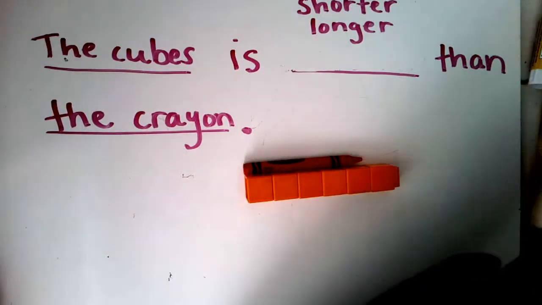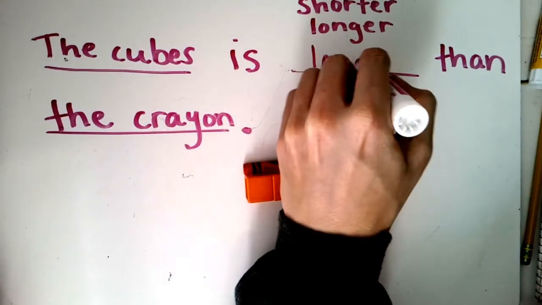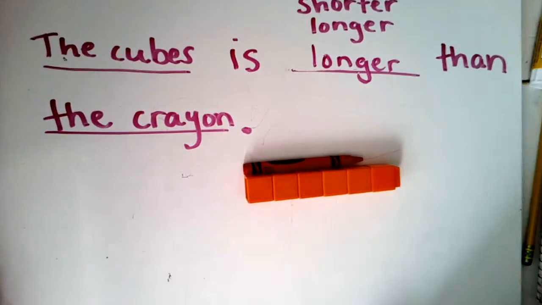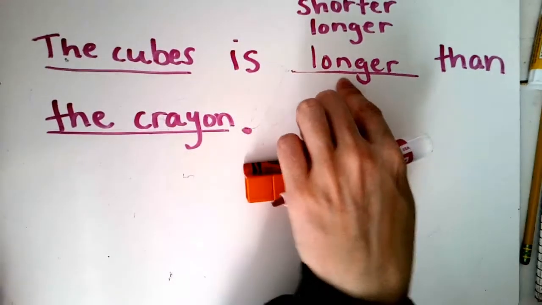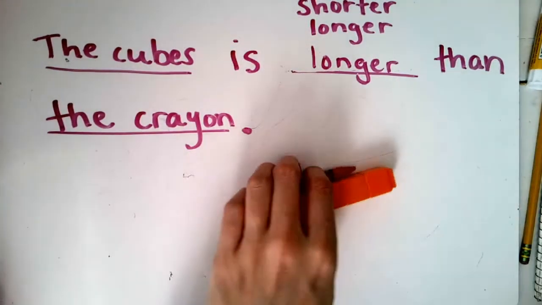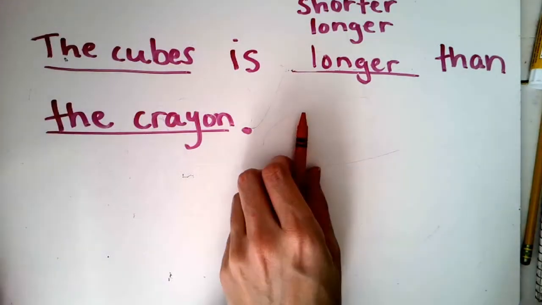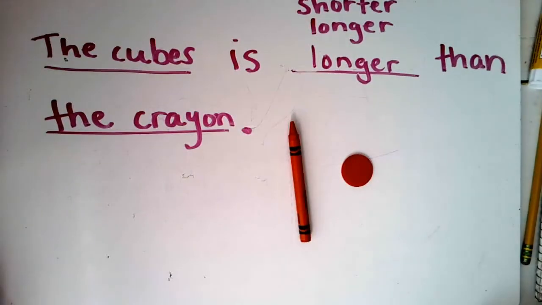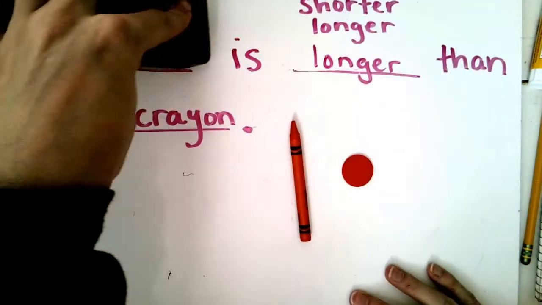So, the cubes are longer than the crayon. Will you say that with me? The cubes are longer than the crayon. Good work. Okay. Why don't you try this last one with the crayon and the counter? You go ahead and try to measure them up.